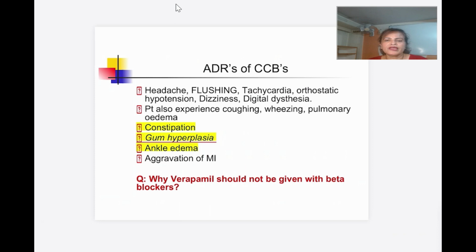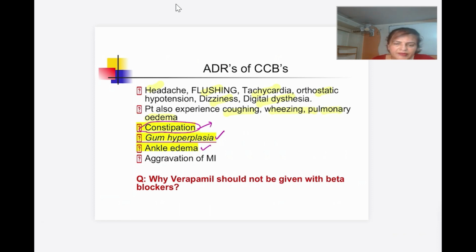Now coming to its important adverse effects. The important adverse effect is because of the vasodilatation, especially the arteriolar dilatation. This can cause headache, flushing, tachycardia, orthostatic hypotension, dizziness, digital dysesthesia. Patients also experience coughing, wheezing, pulmonary edema. Here, important is that because of the relaxation of the intestinal muscle, it can cause constipation. This is very important, and especially the verapamil group of drugs are very important in causing constipation. Then gum hyperplasia. Another drug is phenytoin, an anti-epileptic drug, which can cause gum hyperplasia.